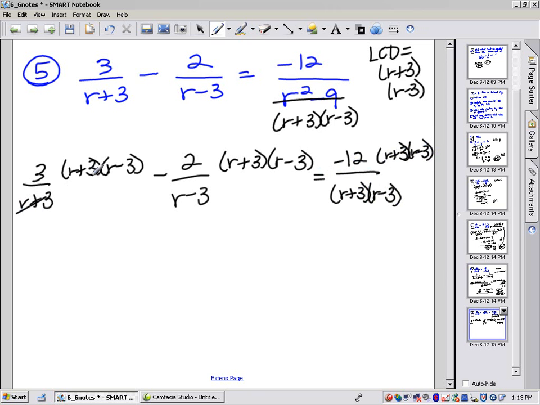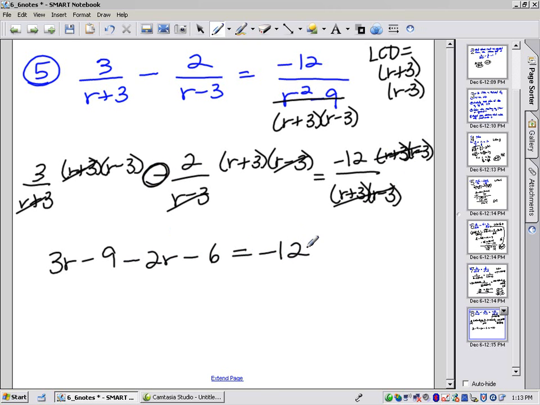So we have r plus 3 cancels, so 3 times r minus 3 is 3r minus 9. The r minus 3 is a common factor, and again, be careful with this minus in front of the 2. We have to distribute the negative 2 to get a negative 2r minus 6, and that would be equal to just negative 12. And so combining like terms, 3r minus 2r is r, negative 9 minus 6 is negative 15. That's equal to negative 12. So we can add 15 to both sides. So we get r is equal to 3.